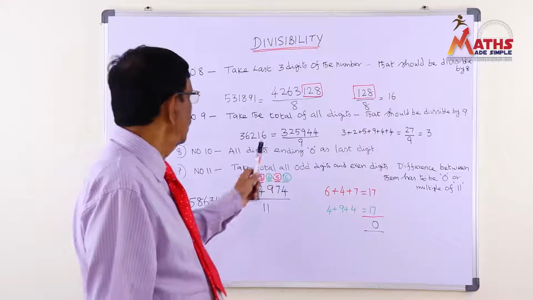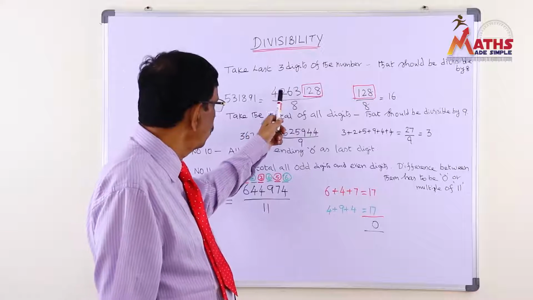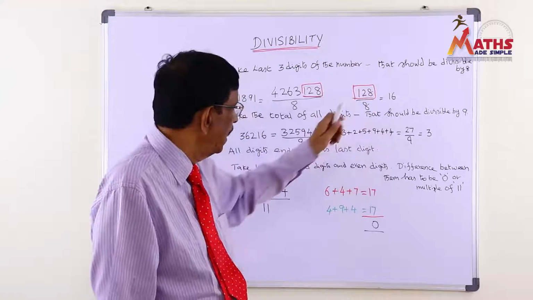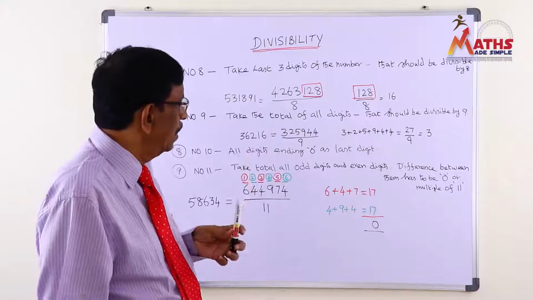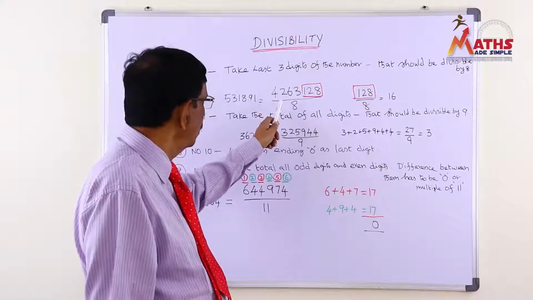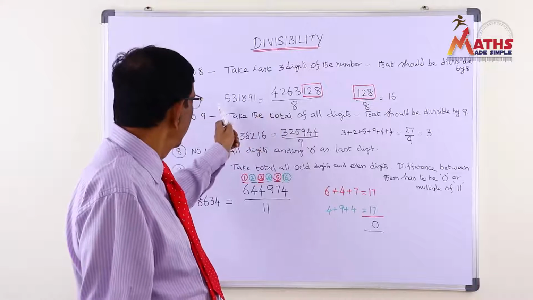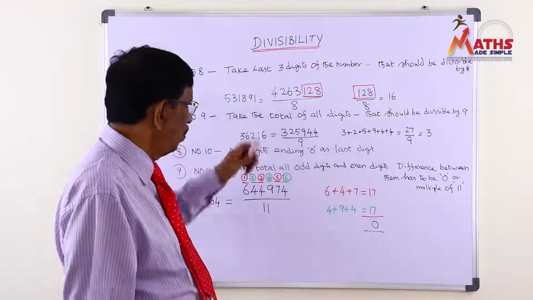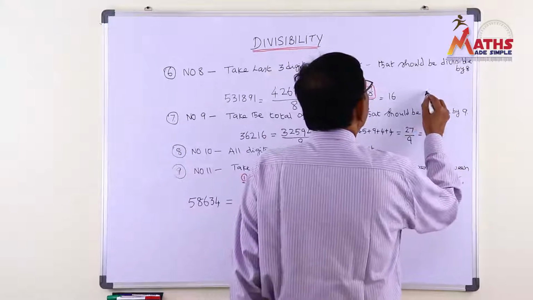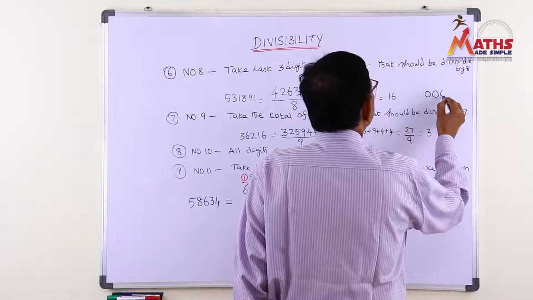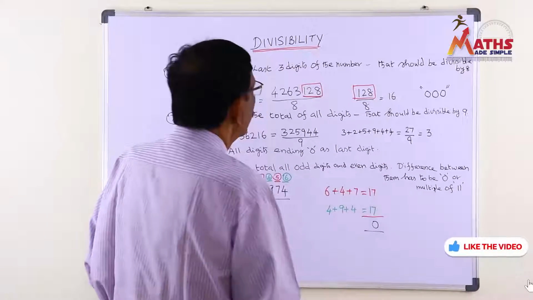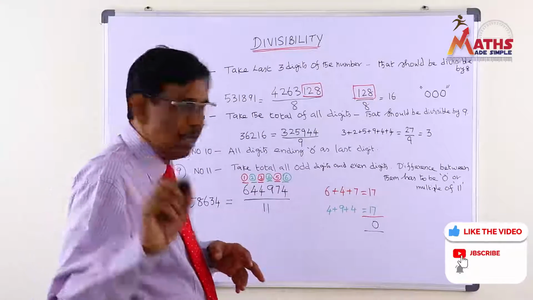Here we have taken an example of 4263128. In this, the last 3 digits alone I am taking, 128. I am dividing by 8. The answer is 16. It is divisible. The moment this is divisible, this number is also divisible by 8. So when I divide it, the answer is 531891. And here you should also remember that numbers ending with 000 are also to be considered as divisible by 8. The last 3 digits, if they are 000, that is also to be considered as divisible by 8.